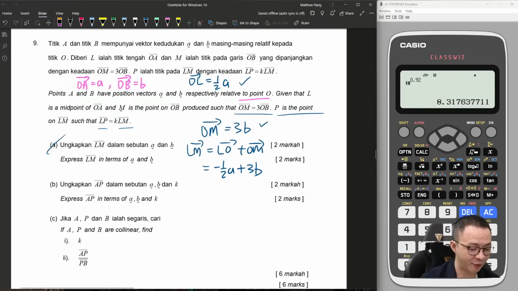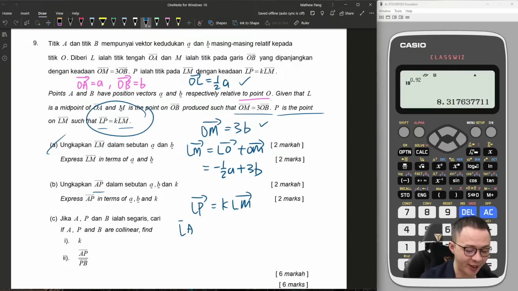Okay, then we want to find AP. AP is hidden in this equation, so we kind of need to solve this equation. I copy this equation down first. LP equals to KLM. Because I want AP, right? So I will make LP become LA plus AP, equals to KLM. I copy the answer on the top, negative half A plus 3B.